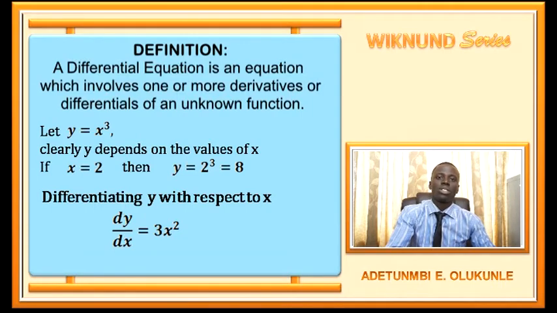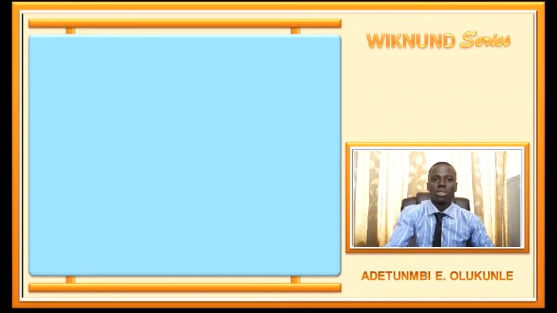Why? Because 1, it's an equation, 2, it contains the derivatives of an unknown function y. Let's assume we don't know what our y is. So if you are given something of this nature, this is a differential equation. Okay, let's look at other differential equations.